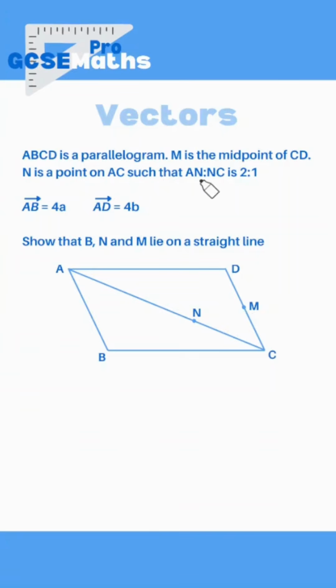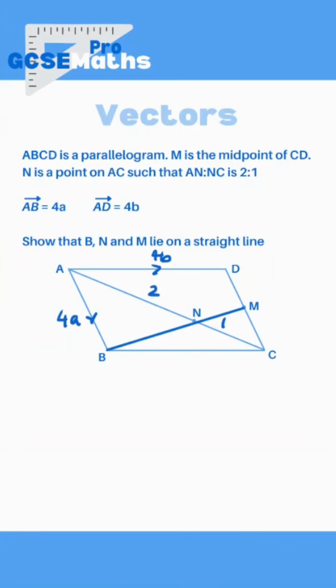ABCD is a parallelogram, M is the midpoint of CD, as we can see, N is a point on AC such that AN:NC is 2 to 1. So I'm going to write that there, but those are not the vectors, that's just the scale. AB is given as 4a, so let's write that on, and AD is given as 4b. Show that B, N, M lie on a straight line. So I'm going to draw that first.